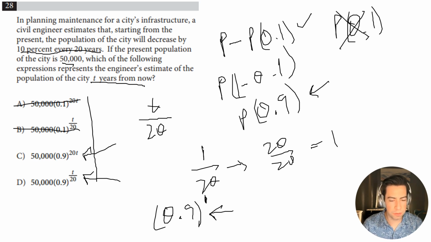So hopefully that wasn't too confusing, but the correct answer choice is going to be D. C is out. Hopefully that made sense.